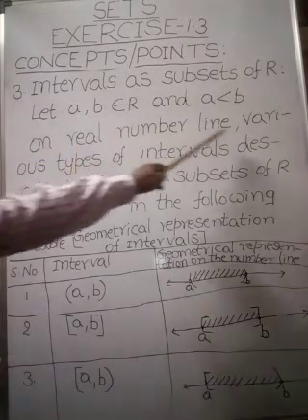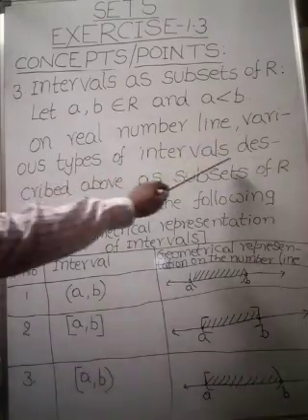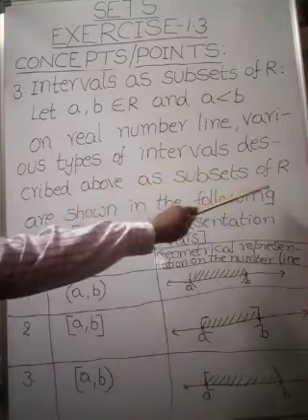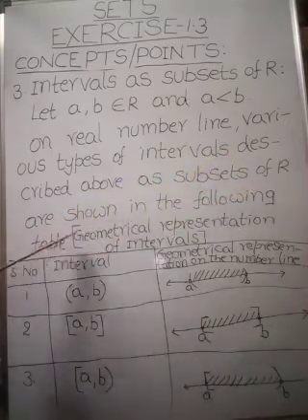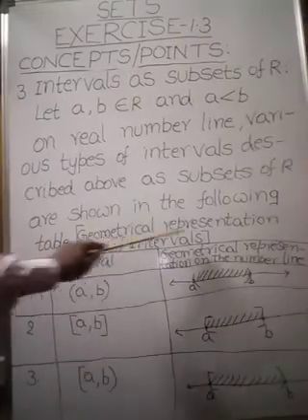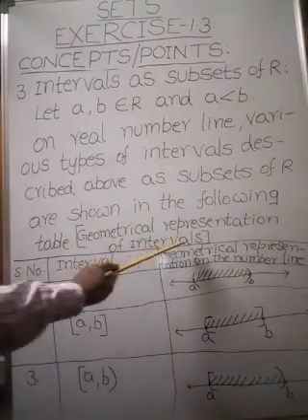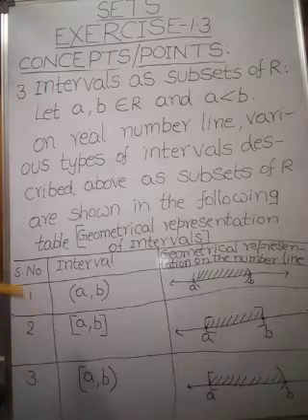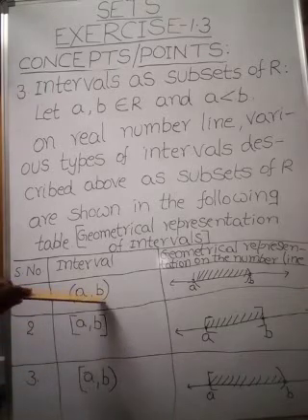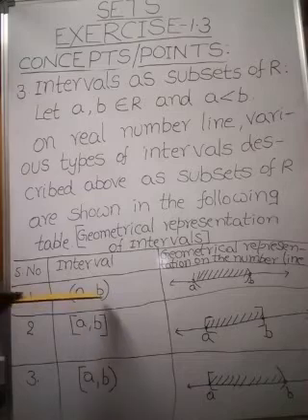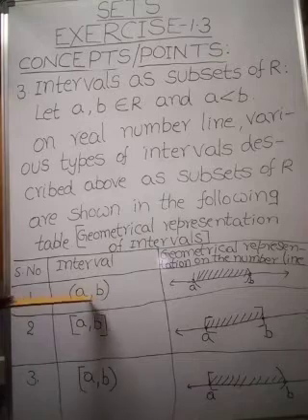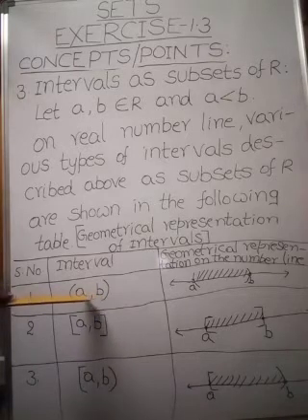On the real number line, various types of intervals described above as subsets of real numbers are shown in the following table. This is called the geometrical representation of intervals. Okay, my dear children, we are representing the intervals geometrically. See here, the first interval, open interval a comma b. You know how to read this interval. In this interval, all the real numbers between a and b, excluding these two endpoints.